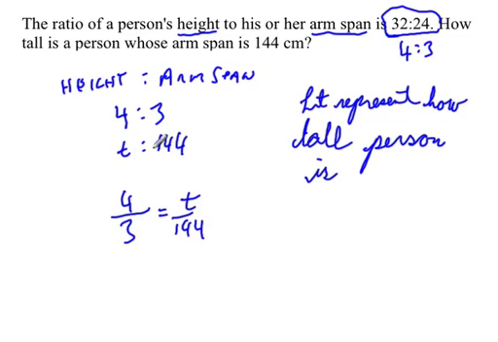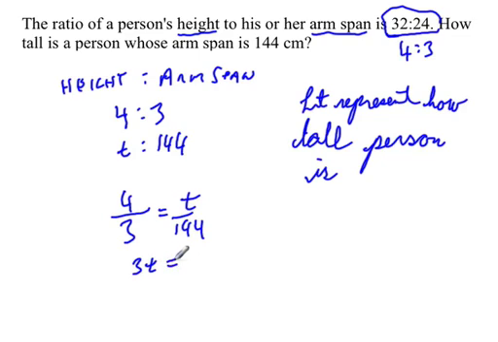And we should be able to estimate, because here in the ratio, arm span is smaller than the height, so therefore we expect a number greater than 144. So if you made a mistake on the way you set up your ratio, then you should be able to catch that mistake if you are careful about looking at what your answer is.